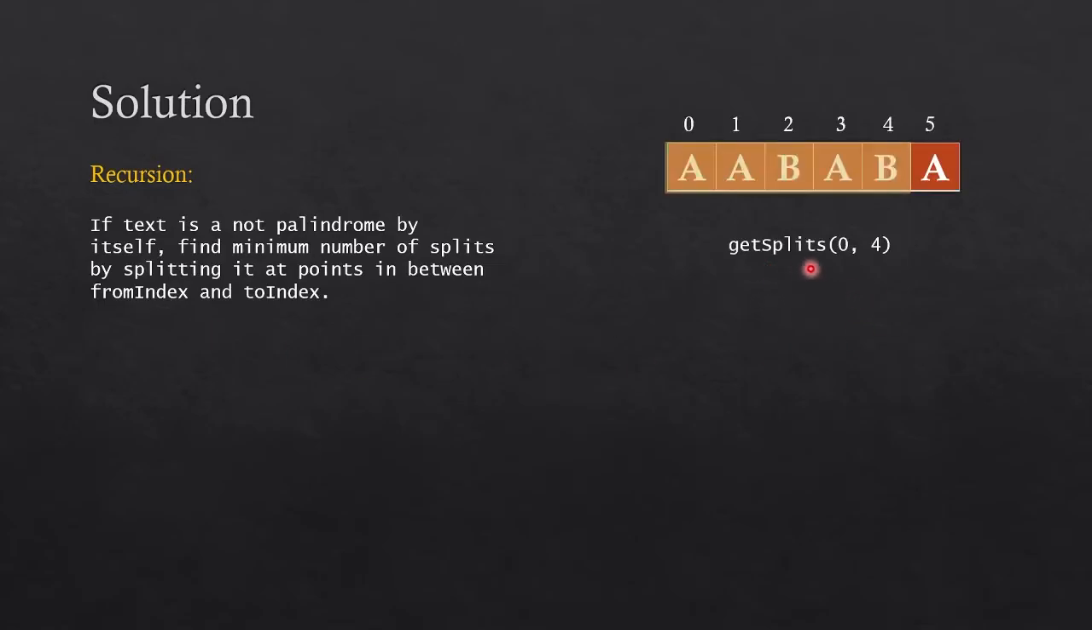So what you're going to do is that, let's say you have get splits of 0 to 4. You're going to have to split this part starting at 0 and ending at 4. First you're going to break at this point, and this split gives you this one. Then you're going to find the minimum number of splits you require to make this part a palindrome, which is your get splits of 0, 0. And then you find the minimum number of splits required to make this part a palindrome, which is your get splits 1 to 4.